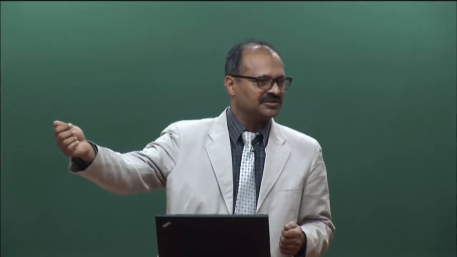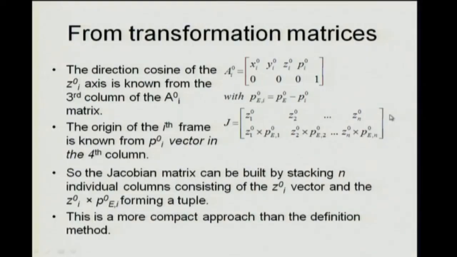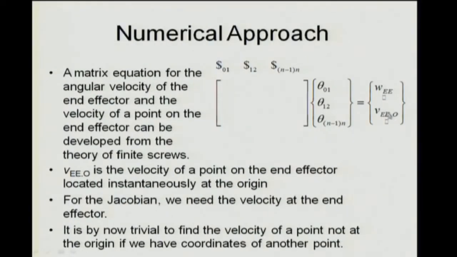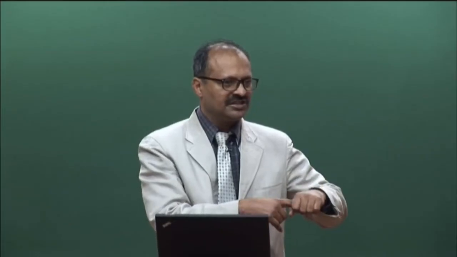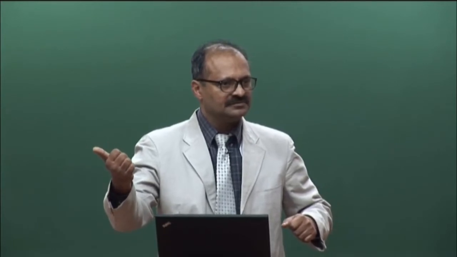But we already know that if I know the velocity of a point at the origin, we can find it at some other point. So that is not too big a problem. How do we do that? We have to do two things. We have to identify the screws, and then we have to move from the point at the origin to the point on the end effector. So two tasks.